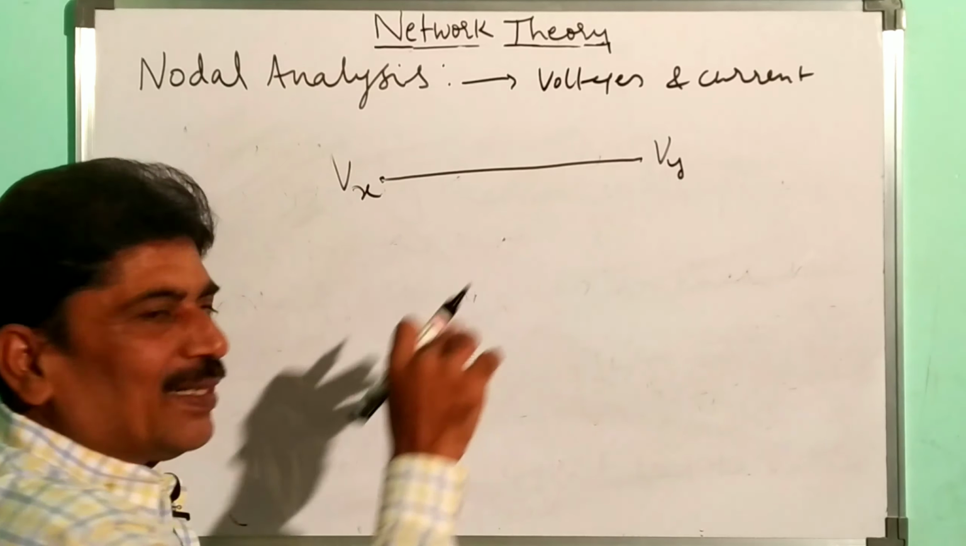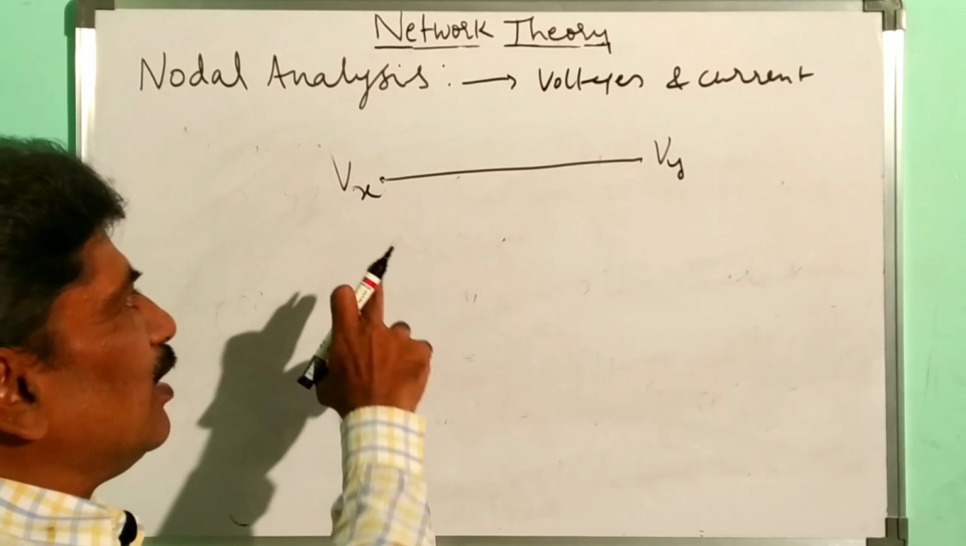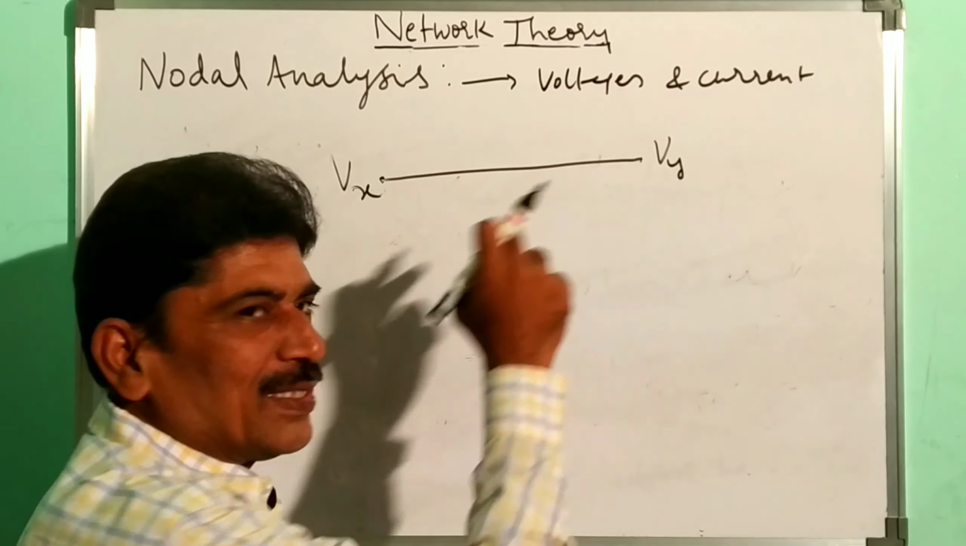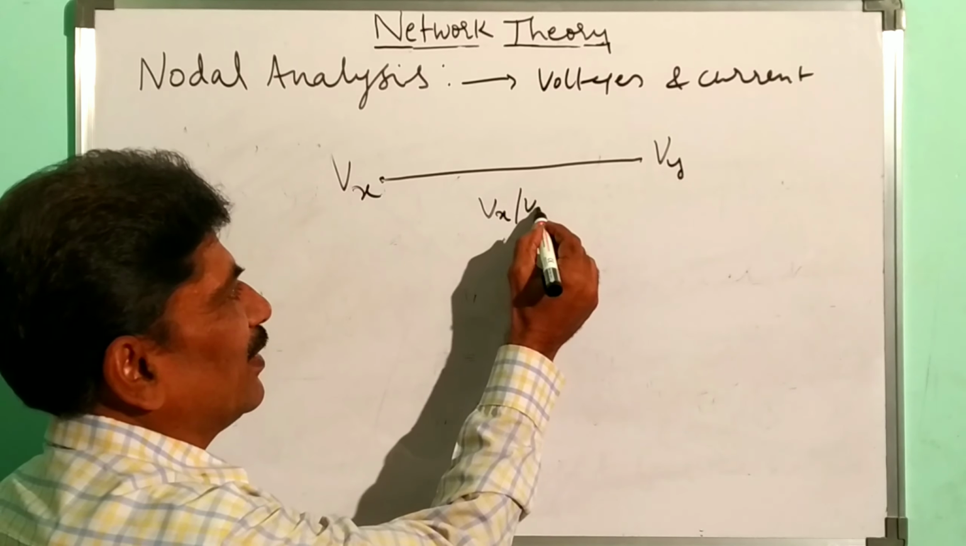If nothing is there between these nodes, that means only a wire is connected, then the potential of Vx will be equal to the potential of Vy. So this can be replaced by Vx or Vy.